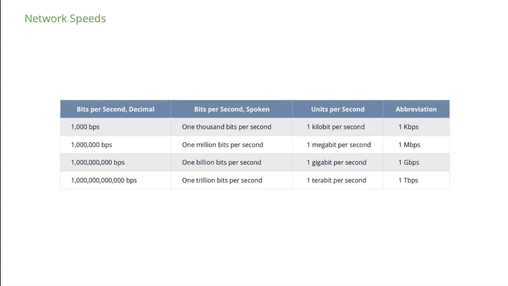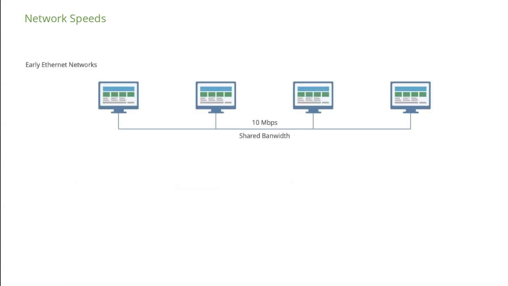The table on screen shows how larger bit rates are expressed using the International System of Units symbols before the unit of measure. For example, 1,000 bits per second is the same as 1 kilobit per second or 1 kbps, and 1 million bits per second is equivalent to 1 megabit per second or 1 mbps.